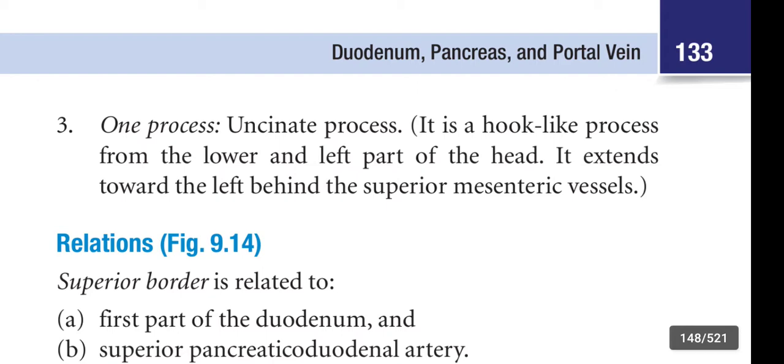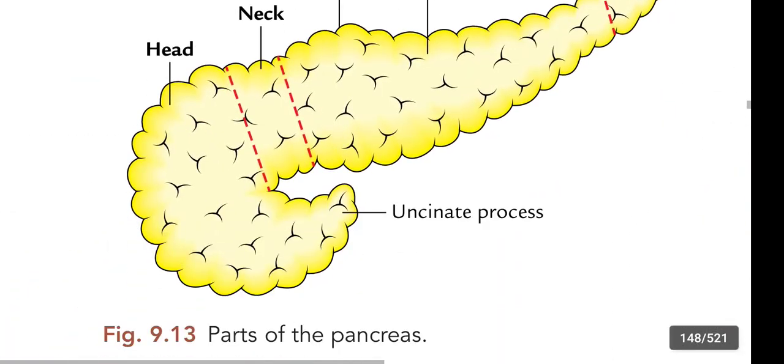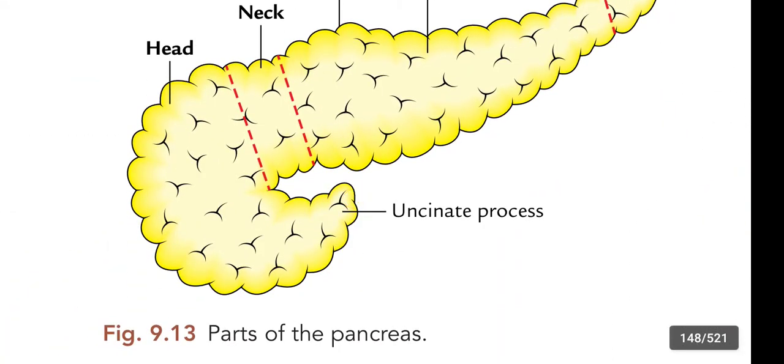Coming to the processes, it has one process called the uncinate process. It is a hook-like process from the lower and left part of the head. It extends toward the left behind the superior mesenteric vessels. This is the uncinate process of the head of the pancreas. It is present on the left side, and it is hook-shaped.